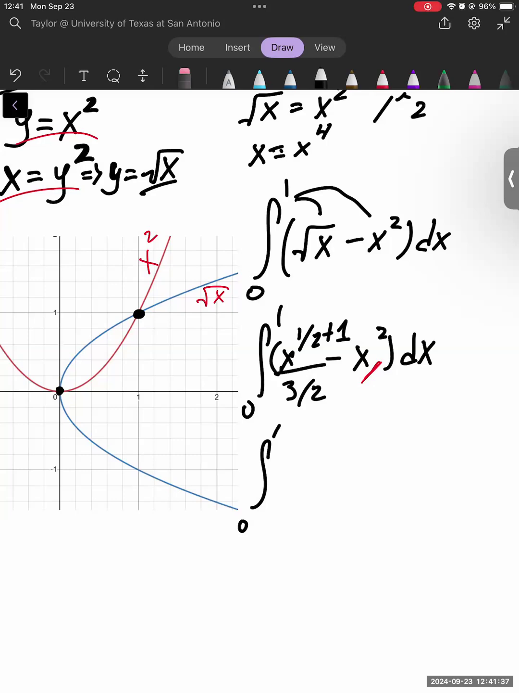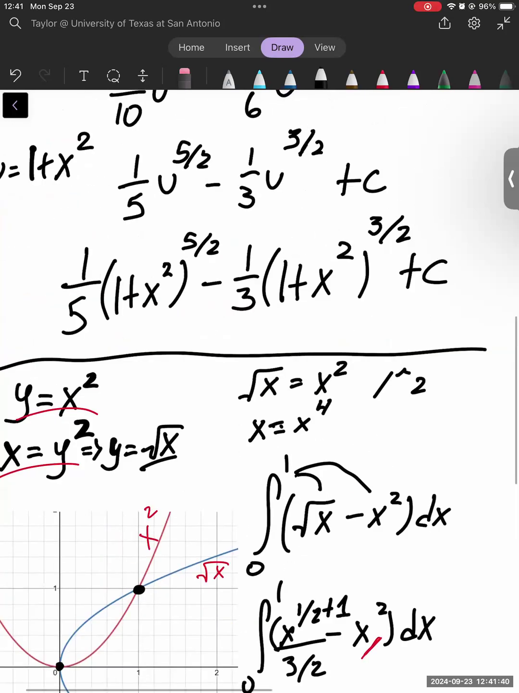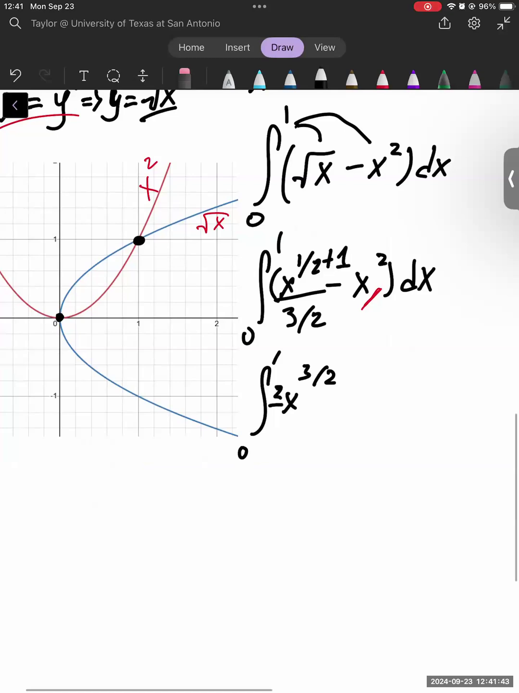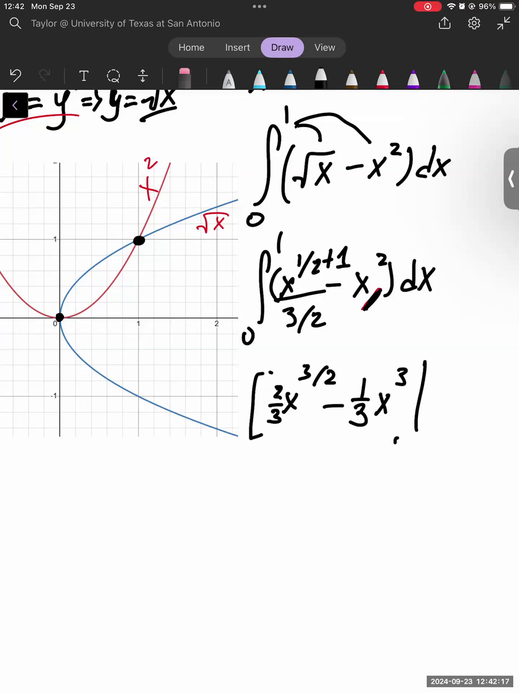0 to 1, 2/3 x to the 3/2 minus, and then this expression, 1/3 x to the 3rd. And then I can get rid of this, put a bracket, and then my bounds of integration are 0 and 1.